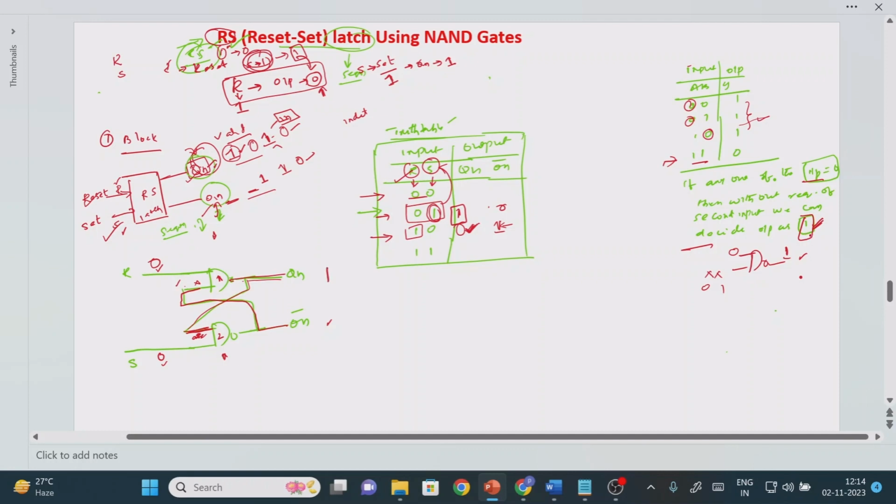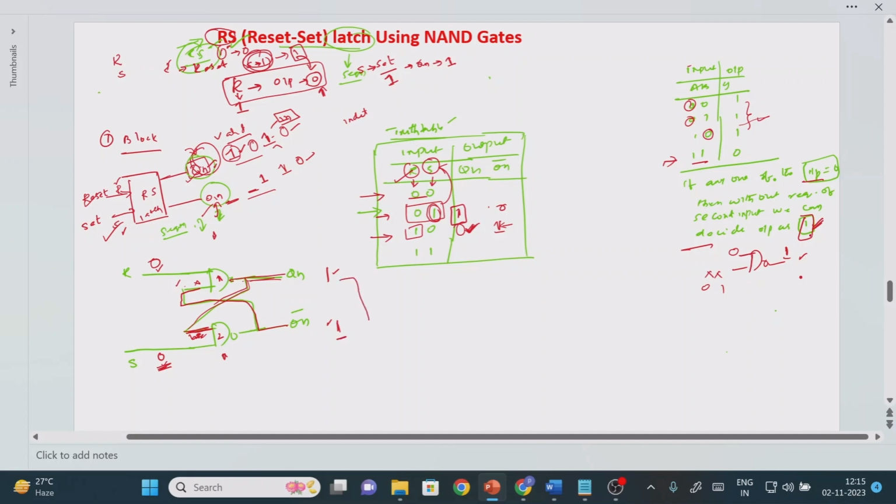Here also, if one of the inputs equals 0, what is the output value? 1. Or if you want to, you can pass this value, right? The current output is 1, right? This value is passed to here, then what will happen? According to the truth table, 1 0 means you will also get the same output, 1.